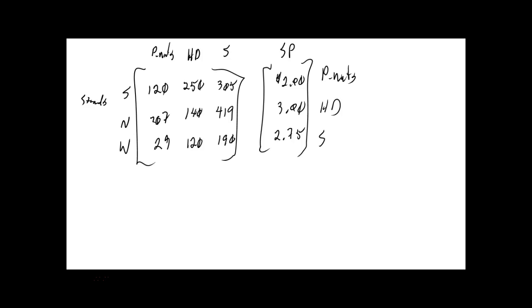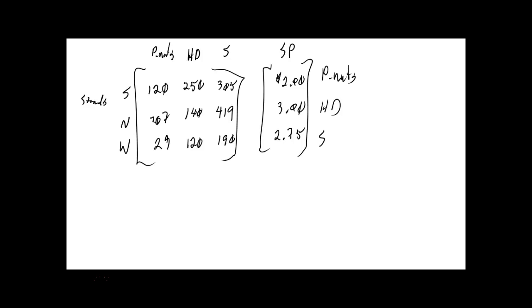Then, if you were the vendor who had the contract for running these things, how much money did you make and where did you make it? Well, in the south stands, you sold 120 peanuts at $2 a bag, 250 hot dogs at $3 a pop, and 305 sodas for $2.75 a pop. And then you do the same for north and west. See how that would work?